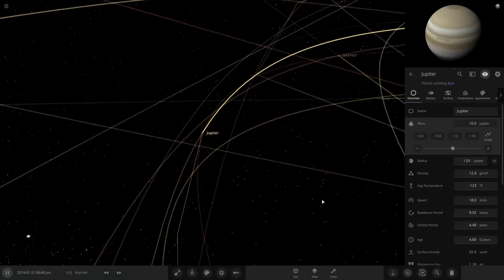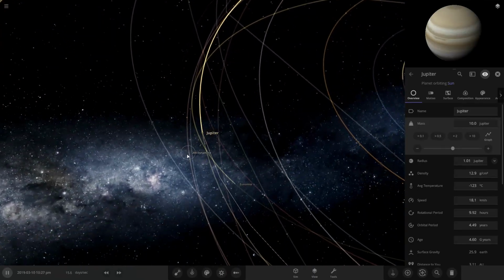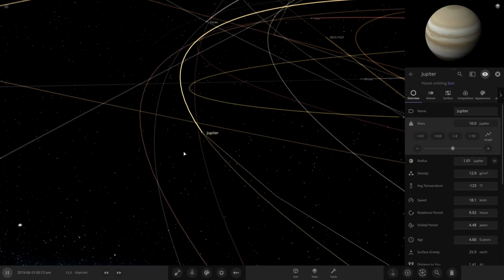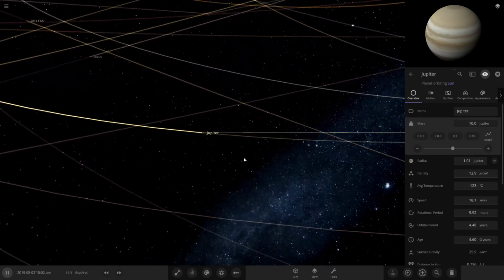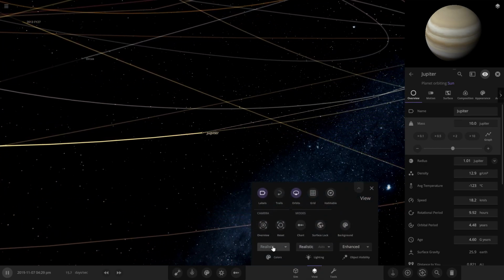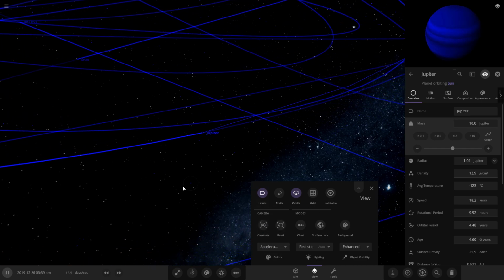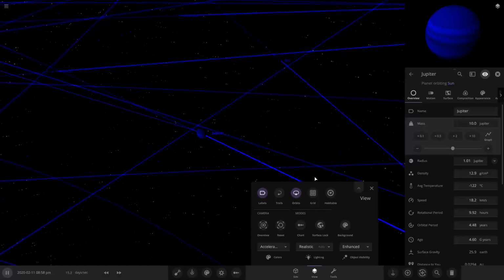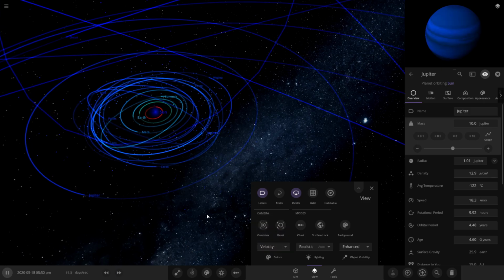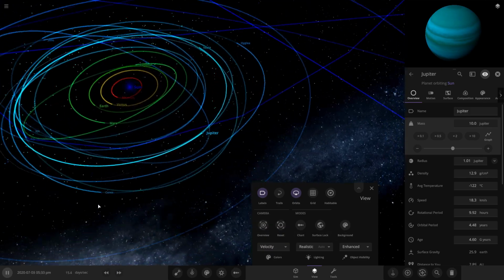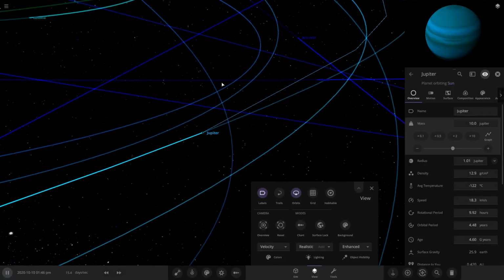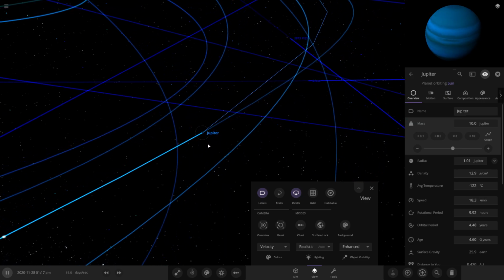Already slingshotting things everywhere. Shooting. Wow. A lot of things. Let's see. And Mercury is completely red. Velocity. Something, please get slingshot by the massive Jupiter here.